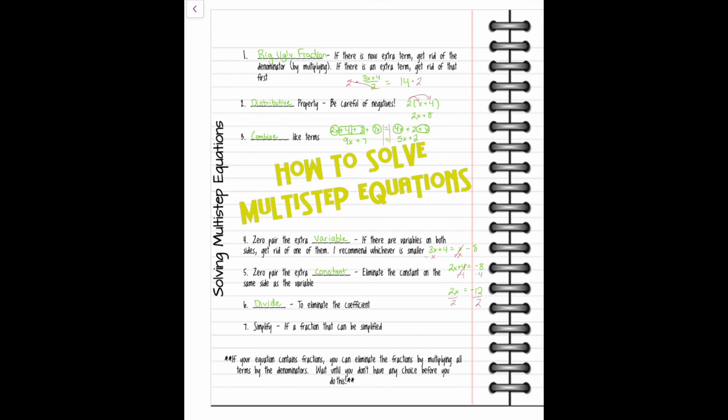And then step 7, you don't always have to do it because it's not always going to be relevant to the problem, just like some of these other steps. But if you end up with a fraction that can be simplified, go ahead and simplify it. And then that's really all you have to do in order to solve multi-step equations.